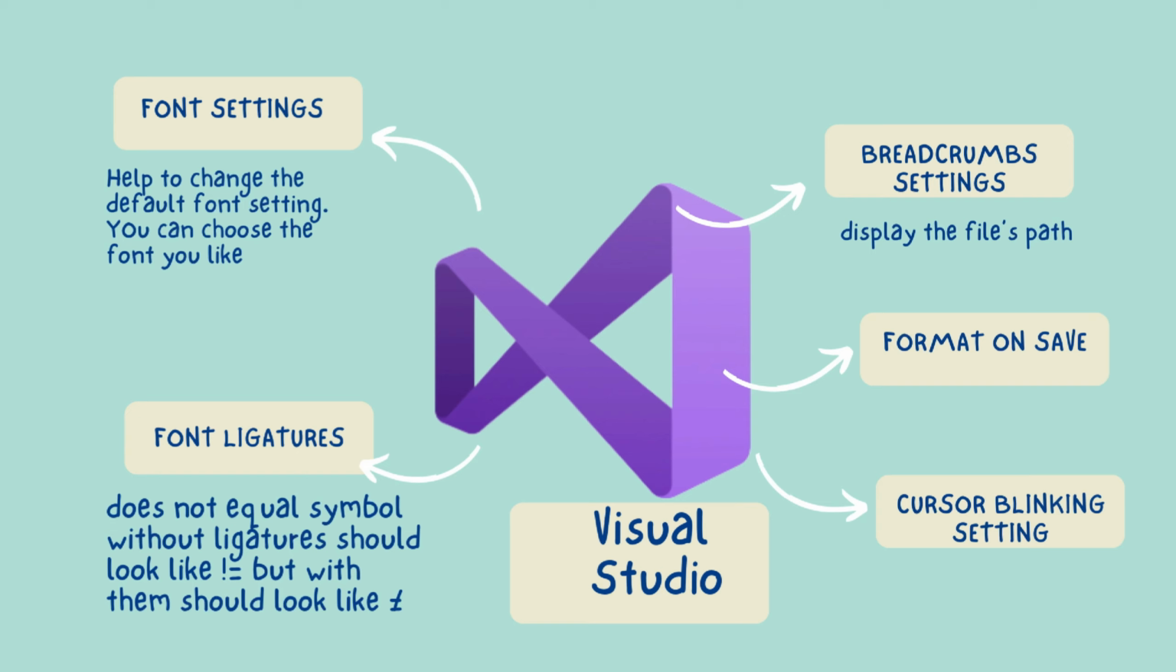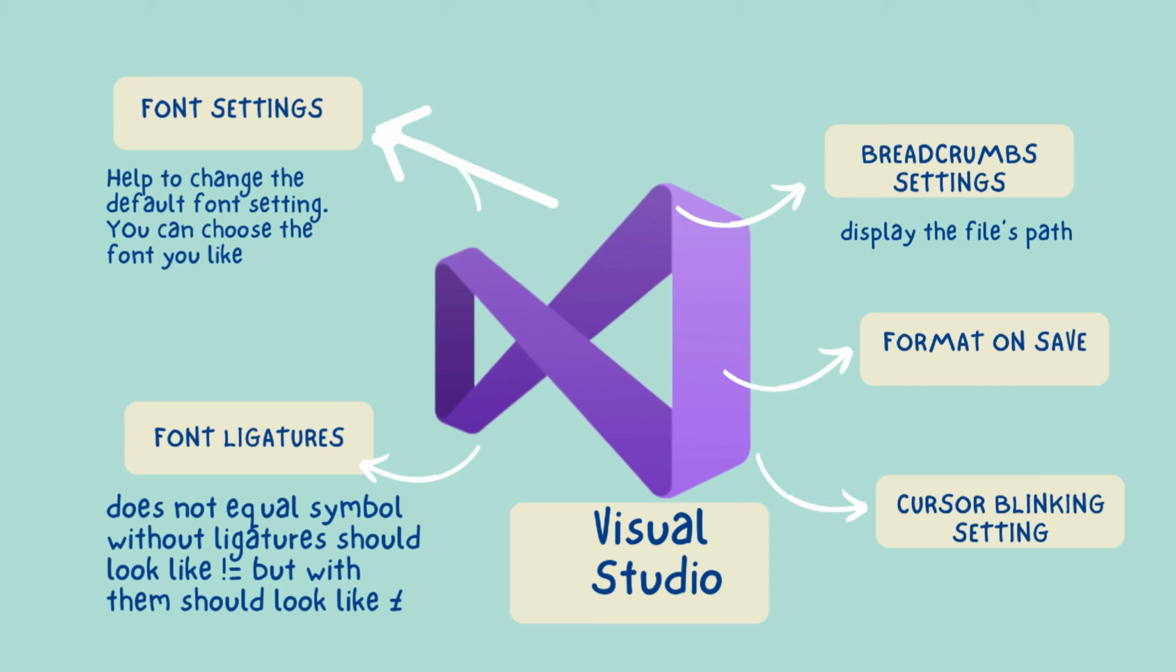We are going to cover the font settings, font ligatures, breadcrumb settings, format on save, and cursor blinking settings. Let's go one by one through each of these settings and see where we can enable them and what options we have. So let's start with the font setting.